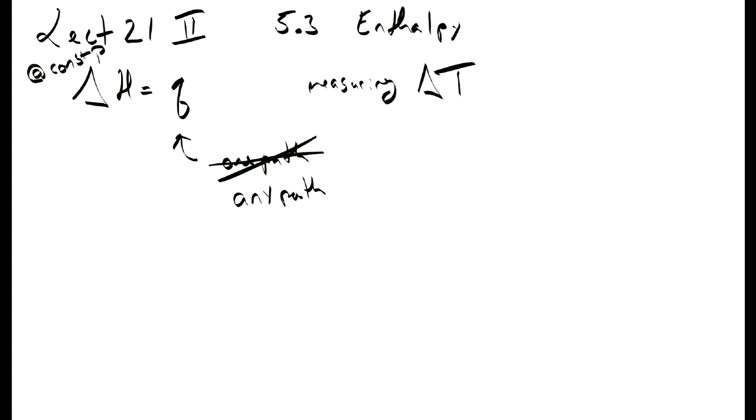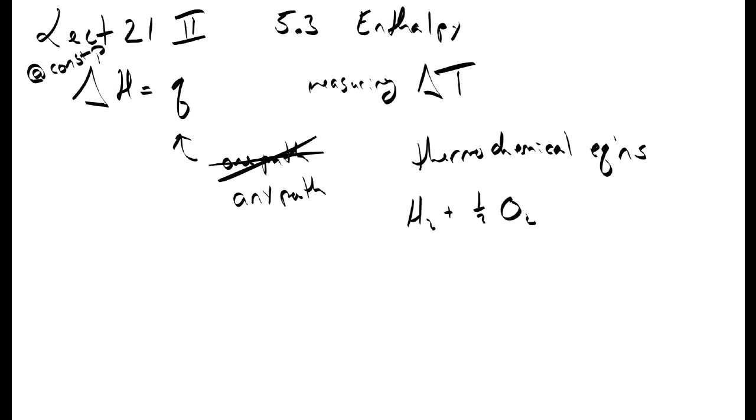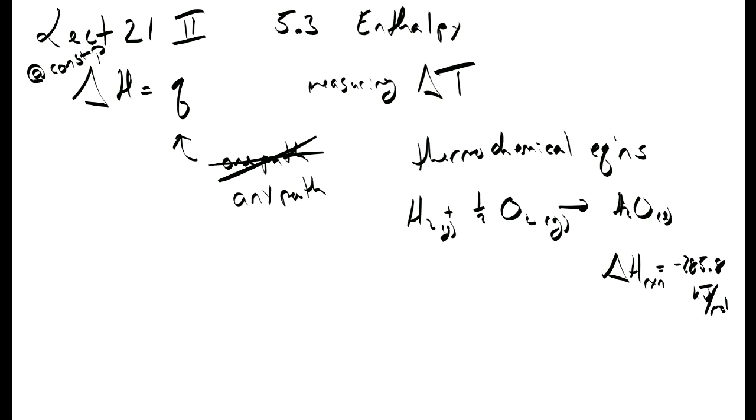We often use enthalpy to talk about energy changes in thermochemical equations. Those are just reactions like this one, H2 plus 1/2 O2 gas goes to form H2O liquid, with a delta H for that reaction equal to negative 285.8 kilojoules per mole. So let's talk about some conventions for these thermochemical equations.